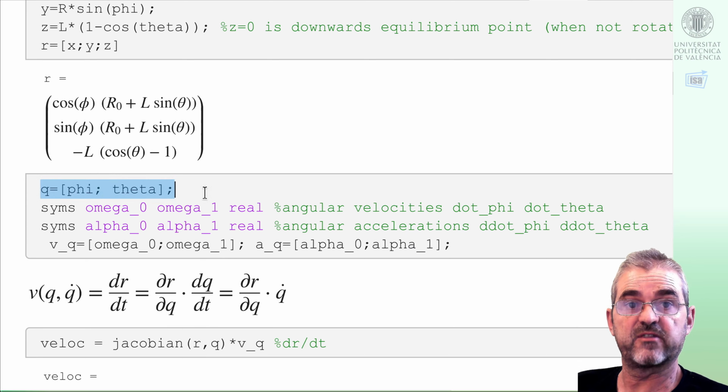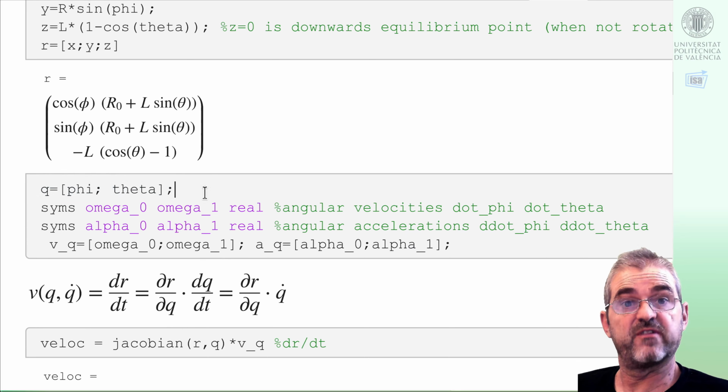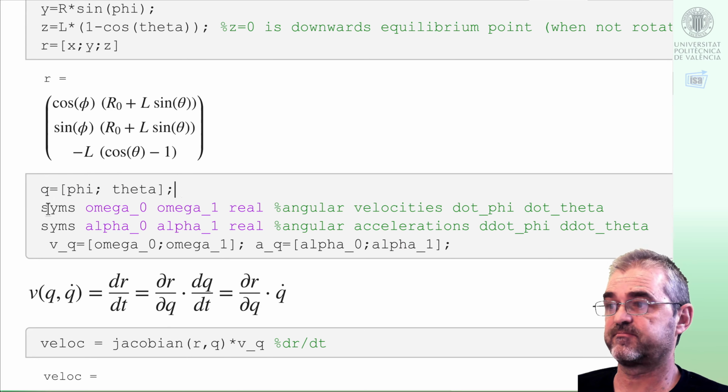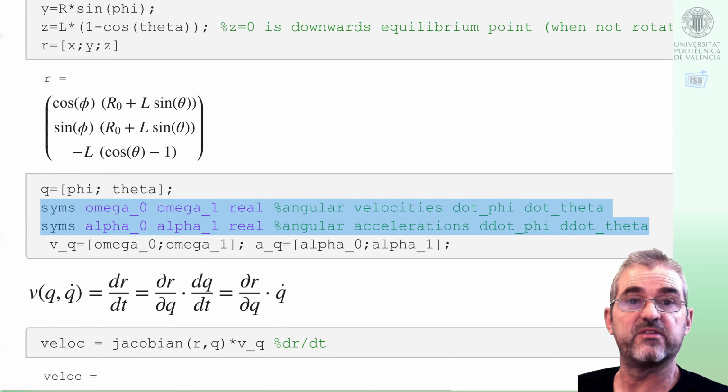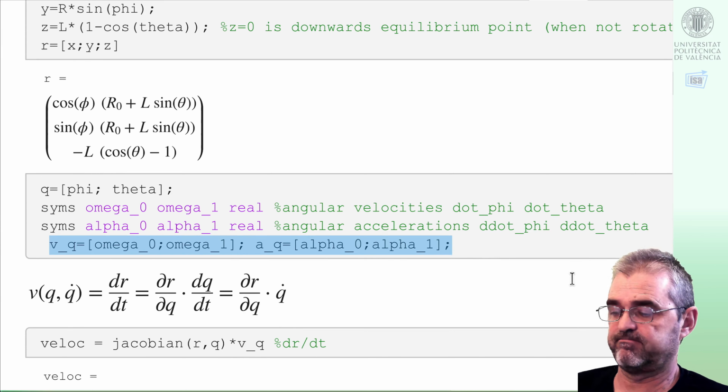being q the vector of the two angles, and now in order to progress further with velocities and accelerations, I will need to define angular velocities and angular accelerations. So I do that in these two lines of MATLAB, and in the same way as I arranged the positions in a vector q, I will have a vector of velocities Vq and a vector of accelerations Aq.